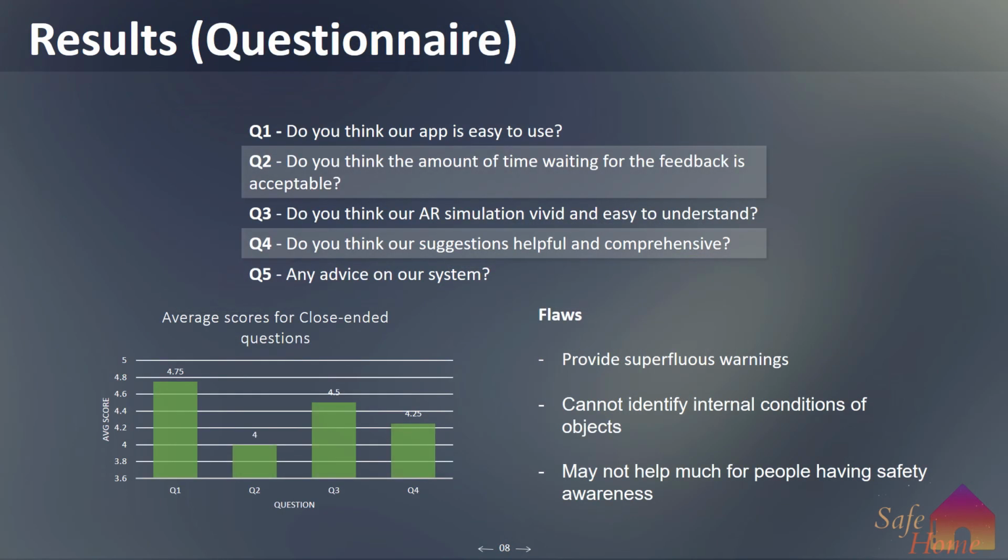Here shows the results of the questionnaire after users finished their trial. The first 4 questions were close-ended, and as is shown by the charts, all average scores were larger than or equal to 4, indicating that users, on the whole, were satisfied with the performance of our system. The last question was an open-ended one. From users' answers to this question, we conclude that there are mainly 3 flaws in our application. The first 2 will be detailed in the next section talking about limitations. The third one means that our system helped little to those who have strong safety awareness at home, which may actually be the case in terms of our target users.